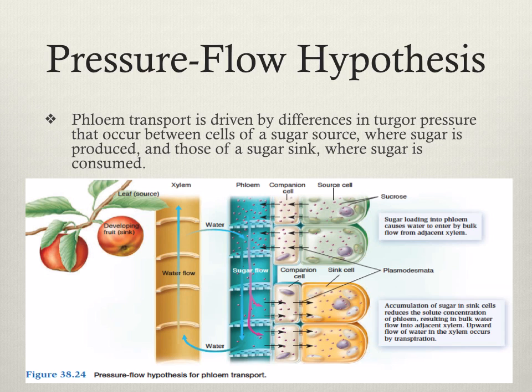Sieve tube elements near source tissue typically have higher solute concentrations than surrounding tissues. Therefore, water rushes in, building turgor pressure. Sieve tube elements near sink tissues have lower solute concentrations, which drive the bulk flow of phloem sap from source to sink tissues. Figure 38.24 illustrates the pressure flow hypothesis.